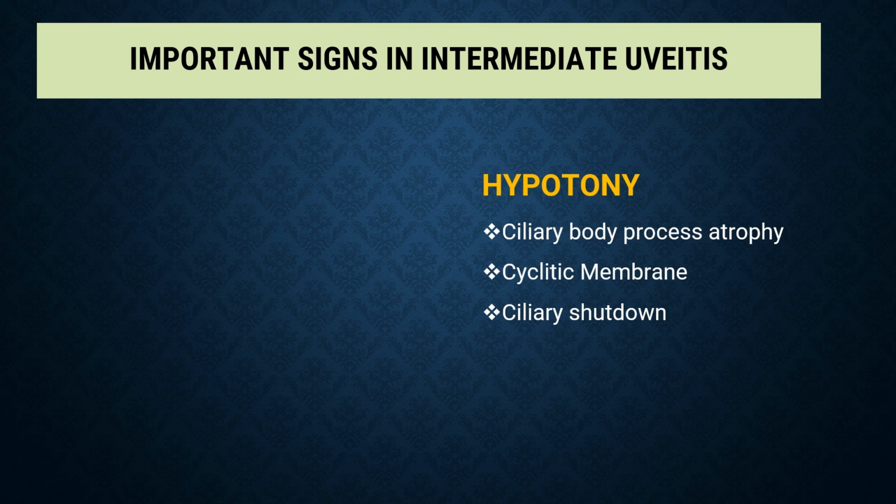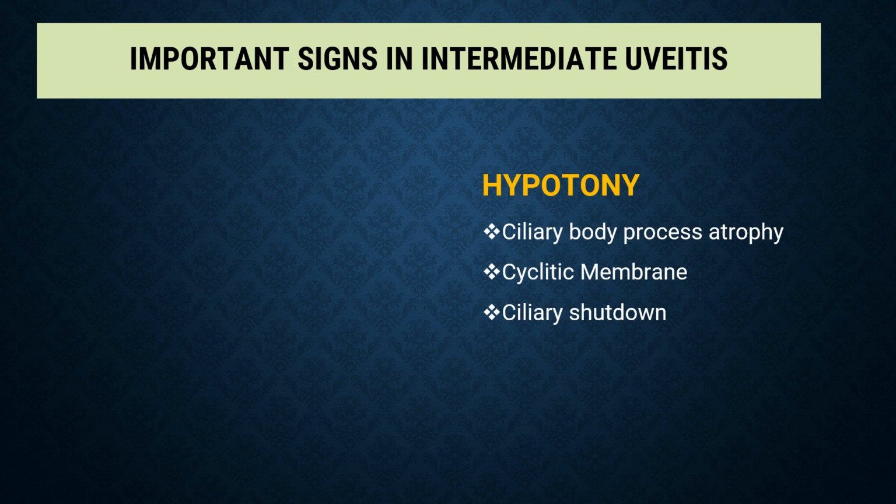Now, another complication that you can see is the hypotony. So, hypotony is basically decreased intraocular pressure. What happens is because of the chronic inflammation, and we know that inflammation usually causes destruction, fibrosis, you can have formation of the cyclitic membrane. This membrane can grow over the ciliary body, and it can actually cause atrophy of the ciliary body processes, and ultimately the ciliary body stops working, and that is called ciliary shutdown.